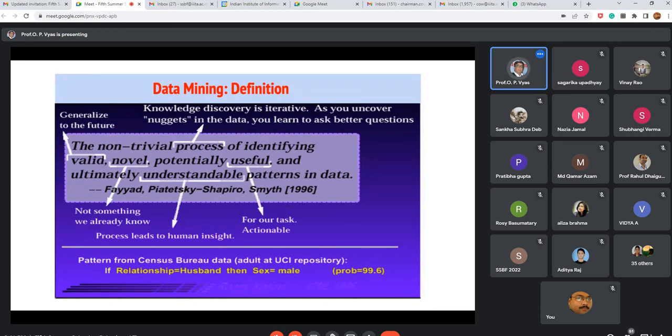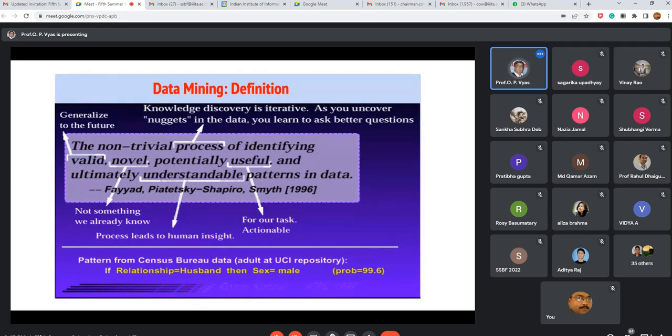Is it too complicated, too technical? The non-trivial process of identifying valid, novel, potentially useful, and ultimately understandable patterns in data. This is what data mining is. If it troubles you too much with technicality, I can simply tell you, the process of identifying unknown patterns in data. That is data mining.